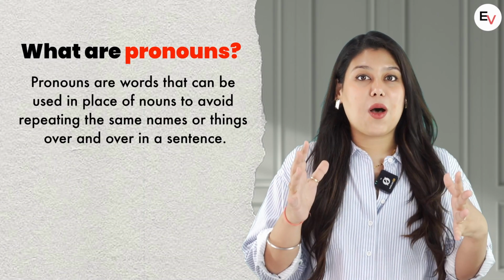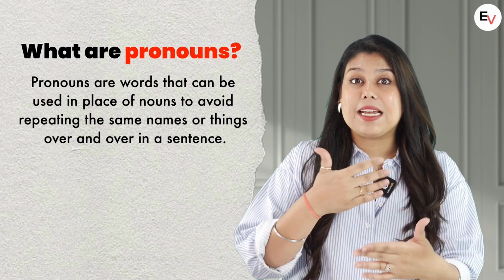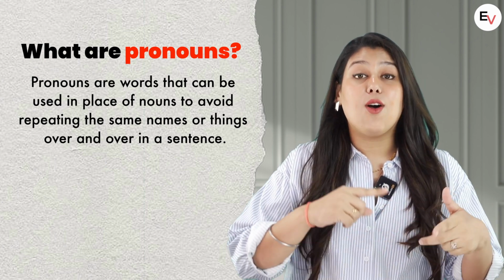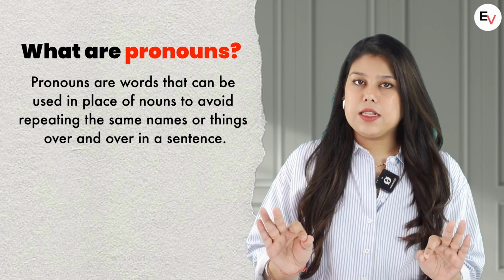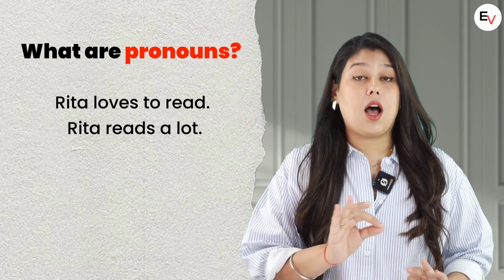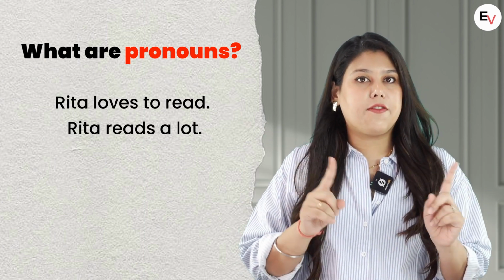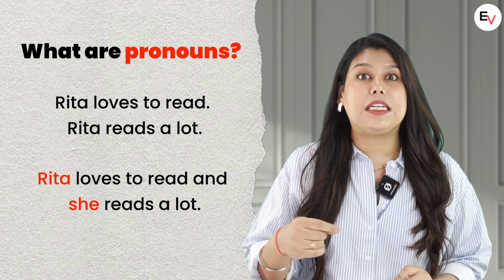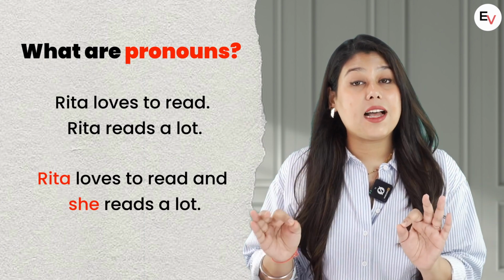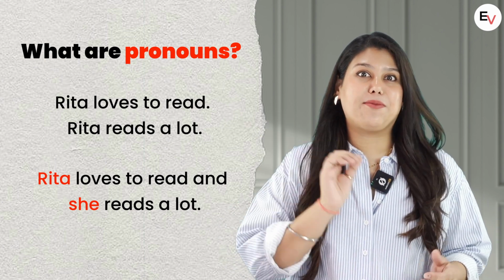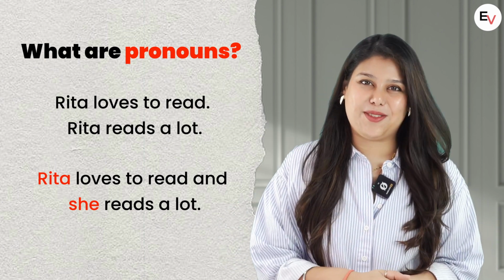So pronouns are words that can be used in place of nouns to avoid repeating the same names or things over and over in a sentence. For instance, if I say Rita loves to read, Rita reads a lot. So instead of that, I can say Rita loves to read and she reads a lot. So over here, Rita can be replaced with the pronoun she. Now there are 5 types of pronouns. Let's start with the first one.